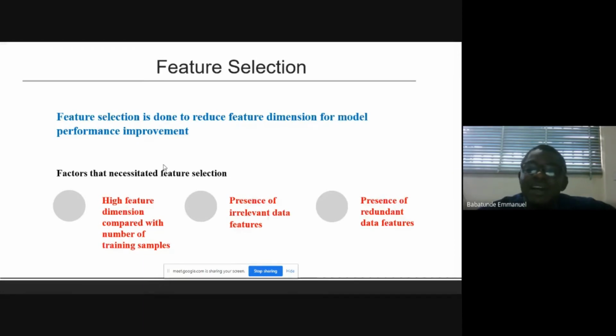Then again, you can have presence of redundant data features. Now, this also is not as if it's irrelevant. It's because whatever information these particular features are providing, other features are providing the same thing. So why do we need to have that redundancy? So the need to eliminate irrelevancies and the need to eliminate redundancies are very crucial to the performance of our machine learning algorithm. And that is what feature selection can help us to achieve.